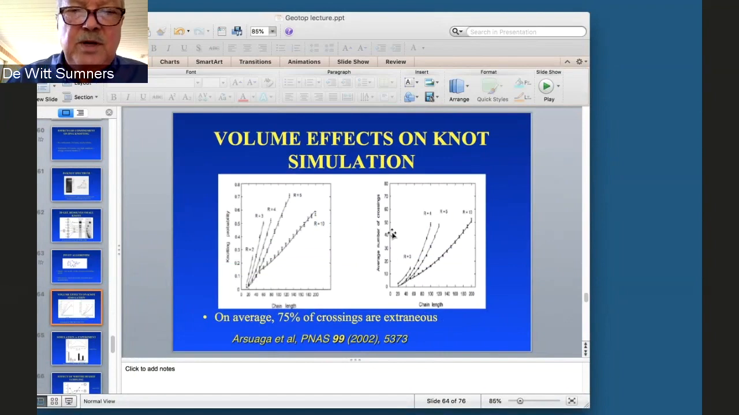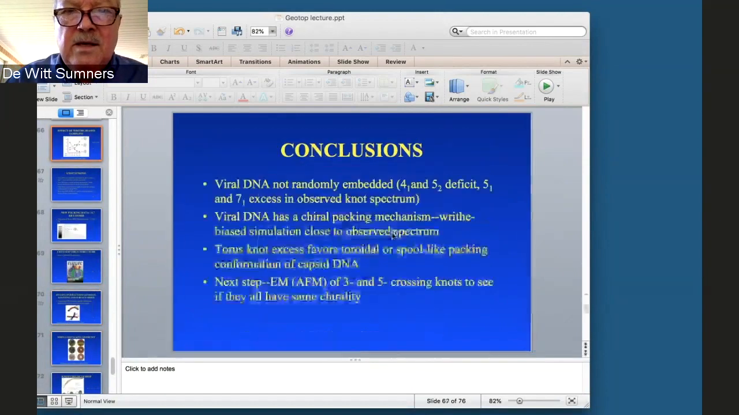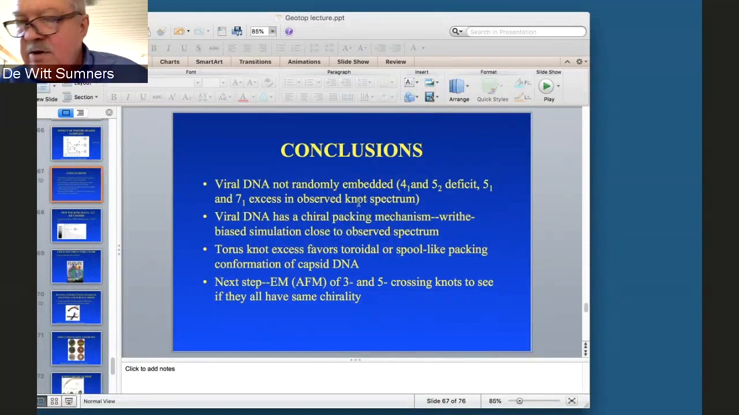But as you would expect, confinement means higher crossing numbers, and we were able to conclude, I'm sort of out of time now, that the viral DNA is not randomly embedded, because if you do random embedding, even in a confined volume, you'll have lots of figure-8 knots, whereas we see in this one a deficit of the figure-8 knot and the 5-crossing twist knot, and an excess of torus knots.